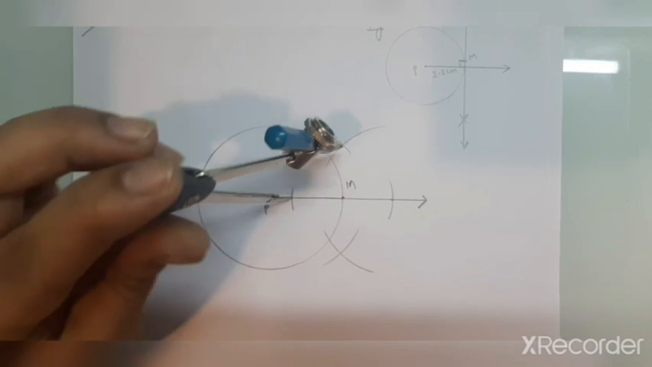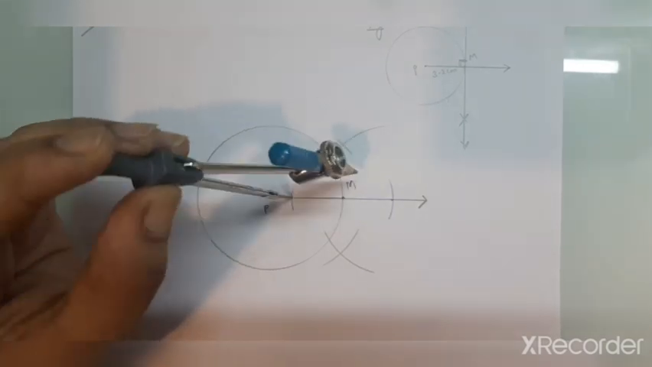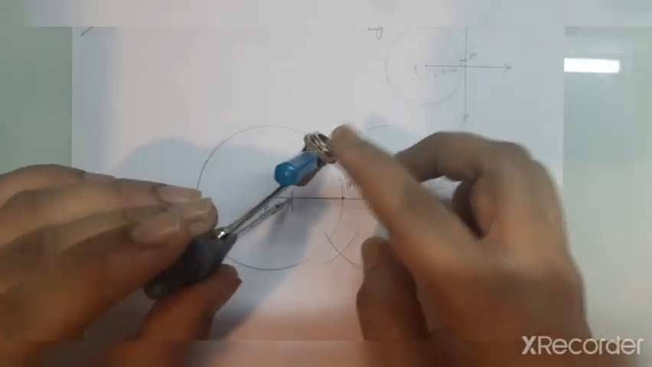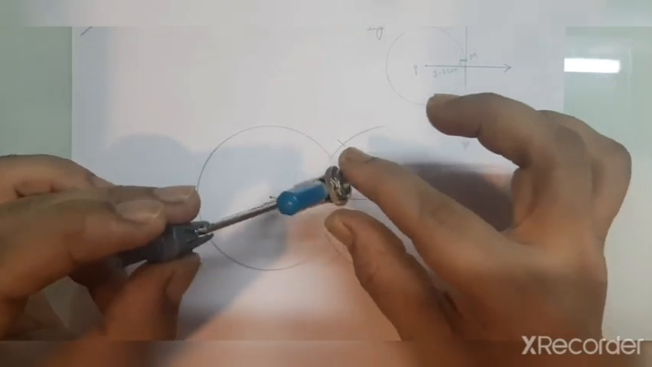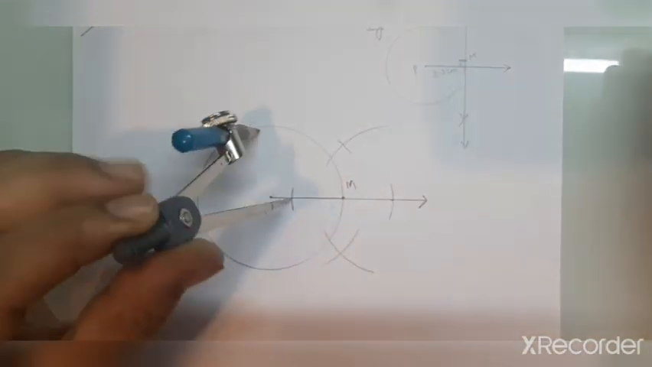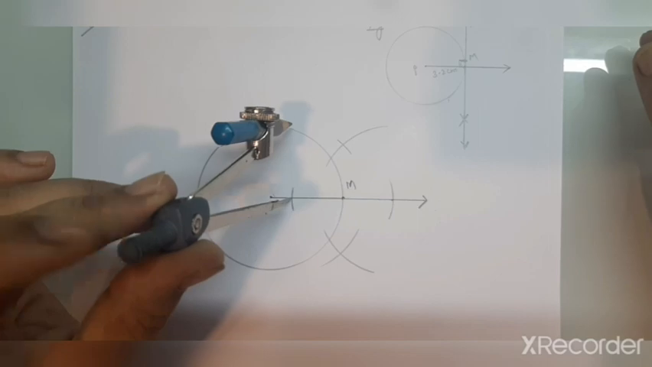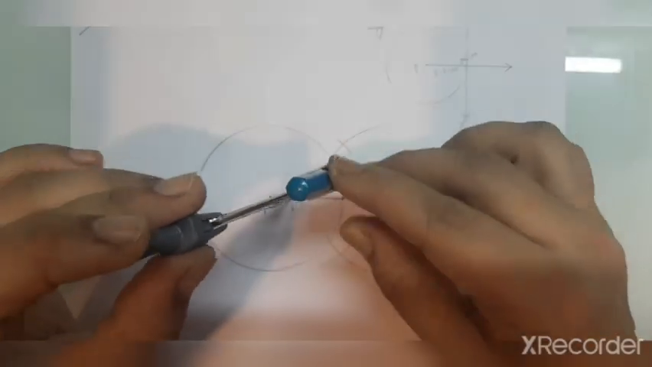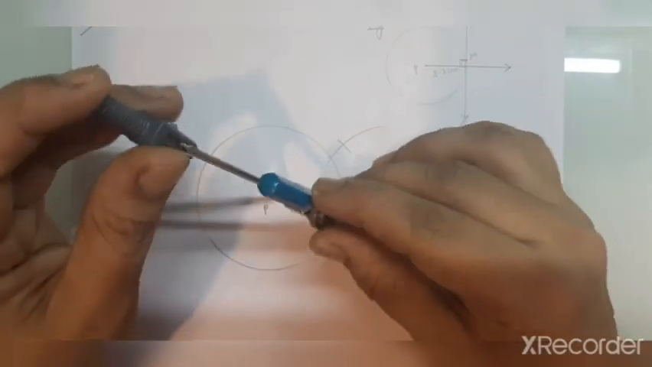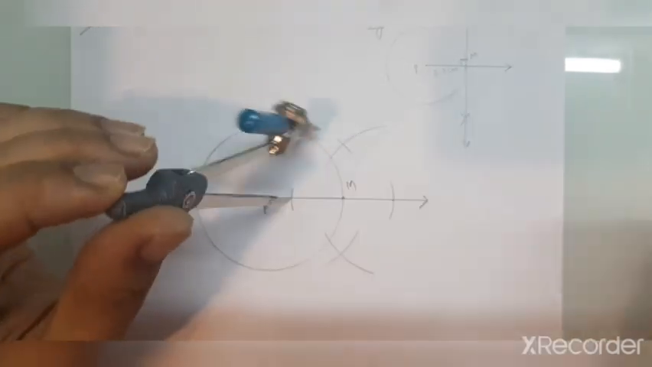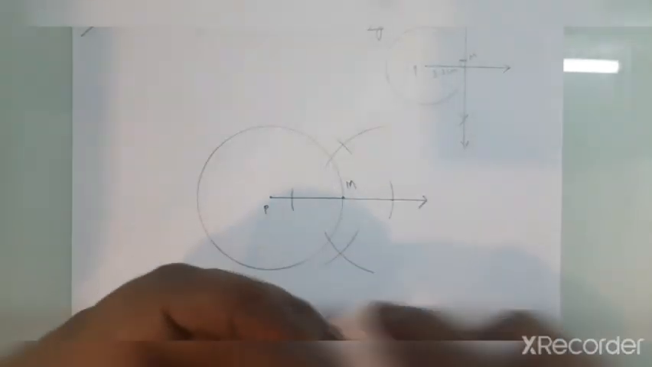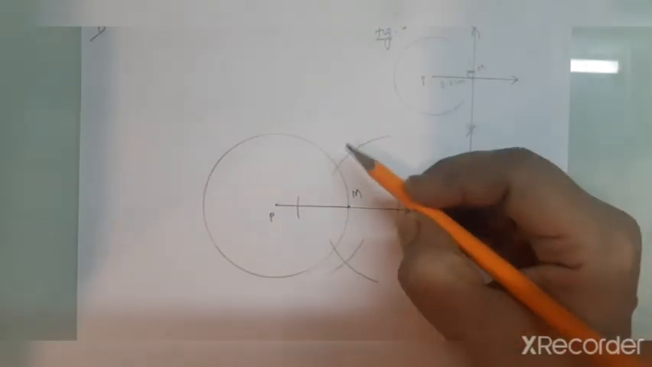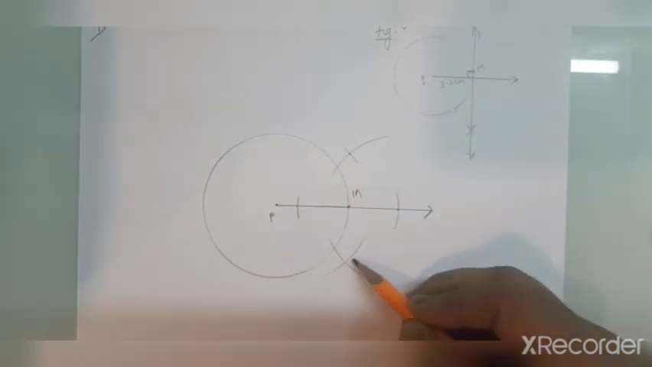Try to hold the compass at the end so that it becomes easier. If you want to fix the pencil, you can slightly hold the pencil part. Otherwise, try to hold the compass towards the end. And to move the pencil, if it is not moving, you can slightly hold it to balance it.